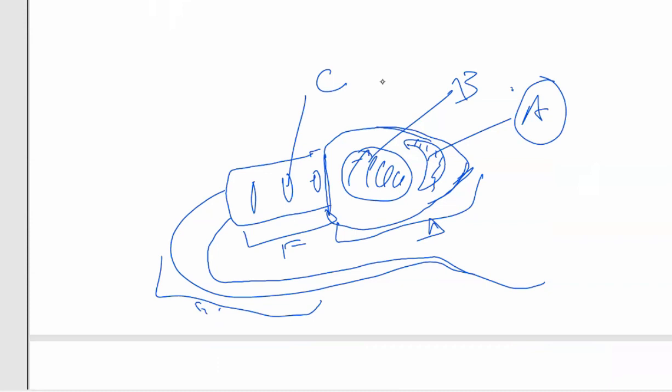A is what? Don't open the book. You have a head, isn't it? Don't say it's the head. You have a head. Your head has teeth. Your head has brain.